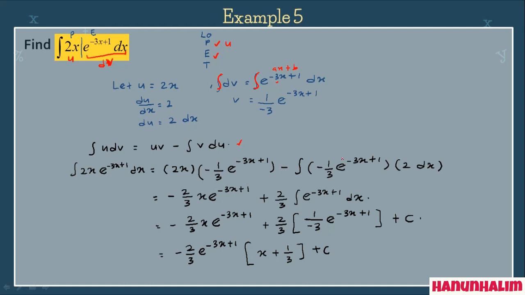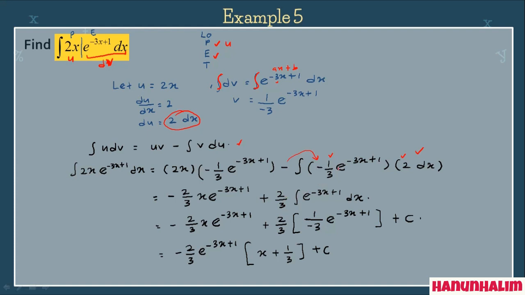Minus integral v again, negative 1 over 3 e to the power of negative 3x plus 1, du is 2 dx, so substitute 2 dx. The front part actually has no integral anymore, so we can just simplify. So 2x times negative 1 over 3 e to the power of negative 3x plus 1 becomes negative 2 over 3 x e to the power of negative 3x plus 1. Negative with negative is plus, and then 1 over 3 and 2 are constants, so better we take them out first. So 1 over 3 times 2 gives 2 over 3.